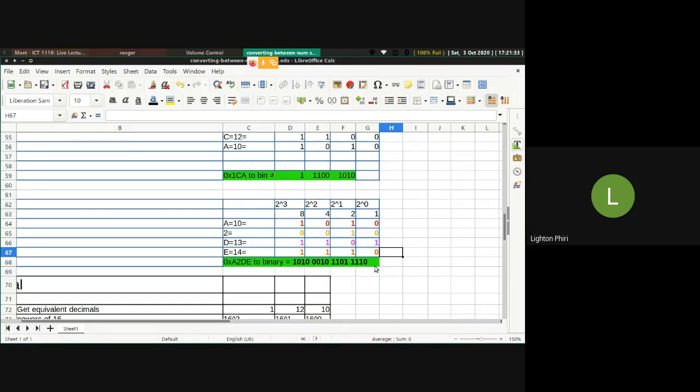Instead, I'll use this method where you're just using the powers of 2 to identify. It's like forming a mental picture to try and figure out exactly how you're going to get that answer. It's like in decimal, right?